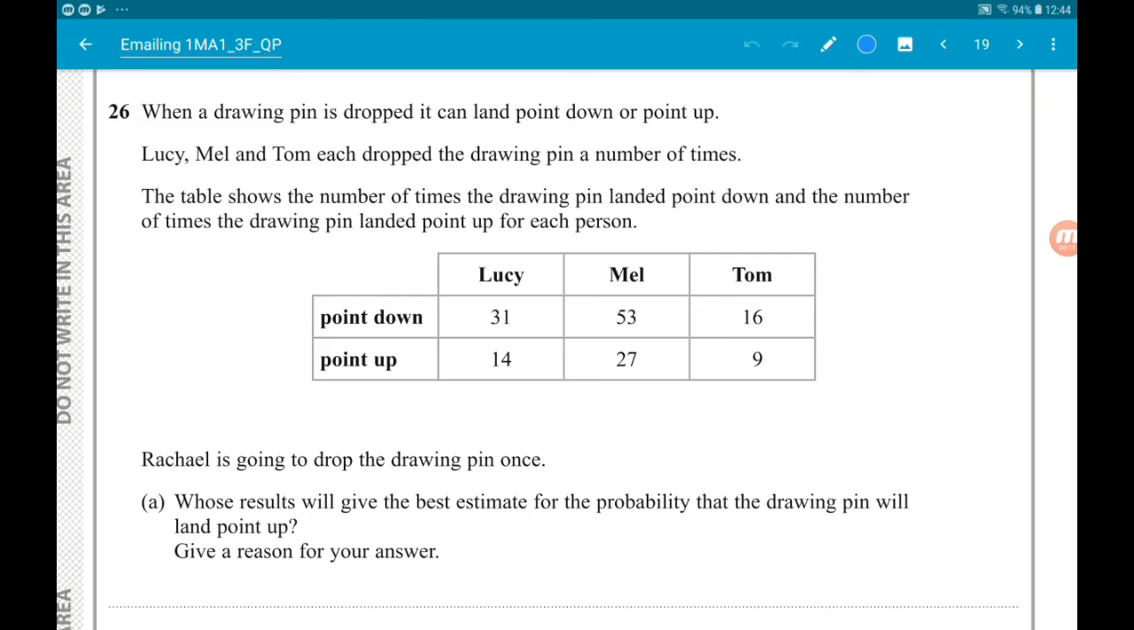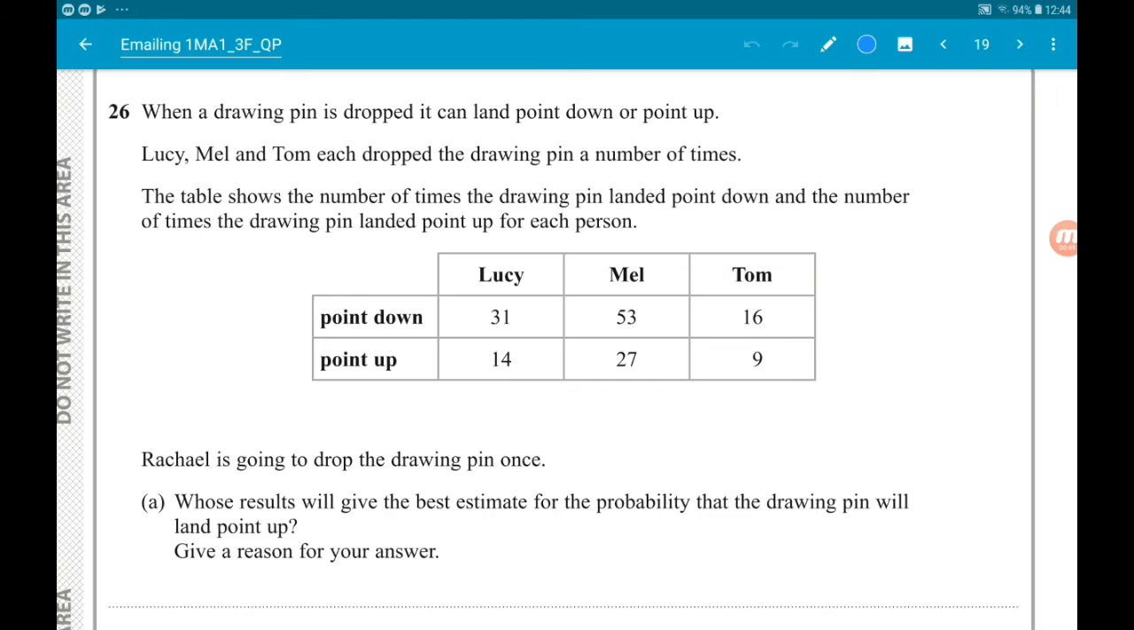Lucy, Mel and Tom each dropped the drawing pin a number of times. The table shows the number of times the pin landed up or down for each person. We're told Rachel is going to drop the drawing pin once. Whose results will give the best estimate for the probability that the drawing pin will land point up? Give a reason for your answer.